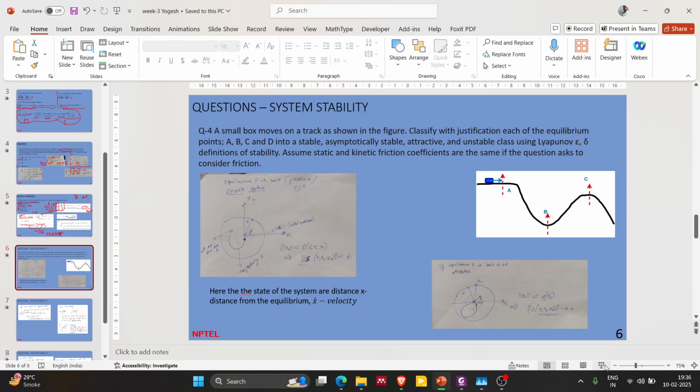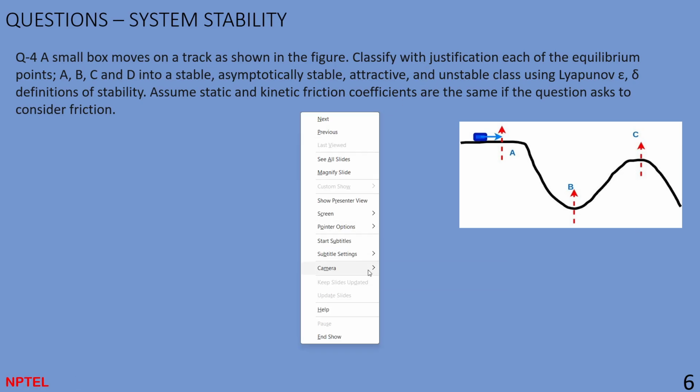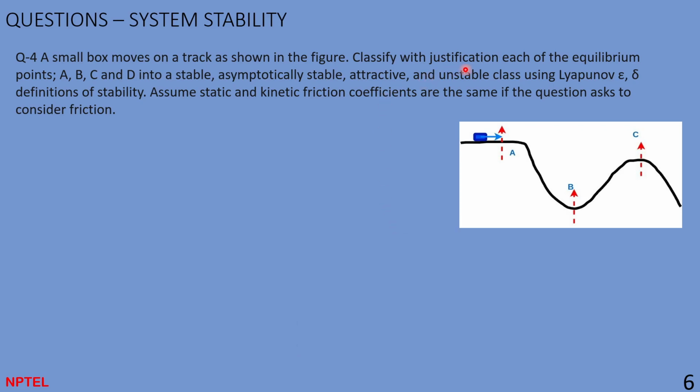Coming to this big question, the last question. A small box moves on a track as shown in the figure, and we classify with justification each of the equilibrium points A, B, C. There are equilibrium points A, B, and C, and D. We need to see if the box is stable at A, B, or C. We need to tell if it is stable, asymptotically stable, or there are also classes called attractive and unstable. Please don't just memorize these.